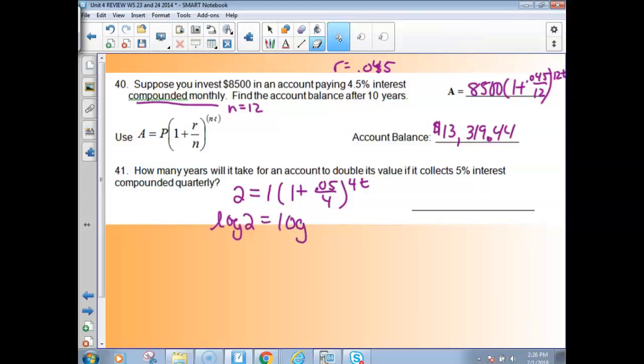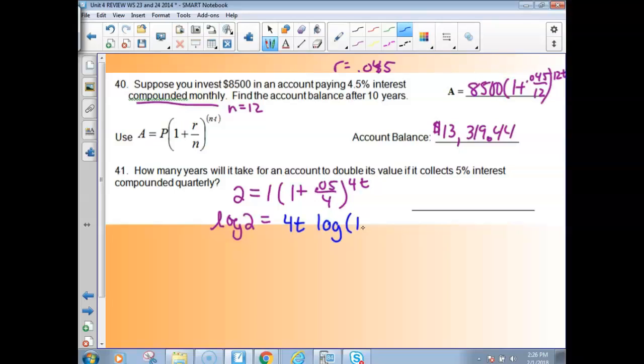Oh, I would bring my exponent out front. So I would have done 4t times the log of, and then I could have typed this in my calculator and found out what that is. And it's, I already did do it, 1.0125. And then that would be what you've got to divide by. So you're going to divide by 4 and by the log of t. So you could calculate it by doing log of 2 divided by 4 times 1.0125.